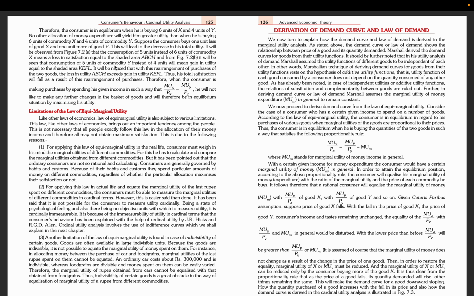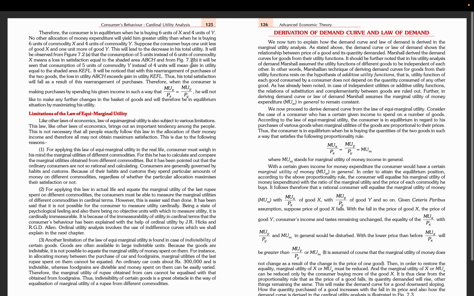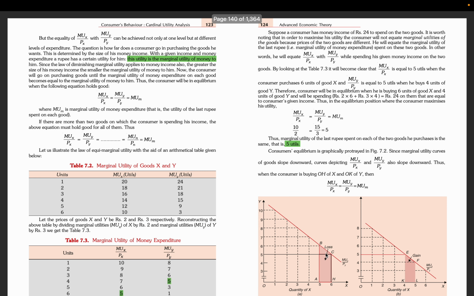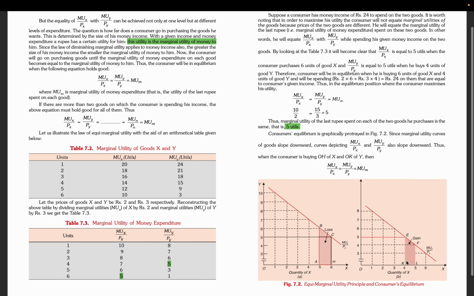It will be observed in figure 7.2a that the consumption of 5 units instead of 6 of commodity X means a loss in satisfaction equal to the shaded area ABCH. And in B, it will be seen that consumption of 5 units of commodity Y instead of 4 will mean a gain in utility equal to the shaded area KELF. Because you were at OH, this decrease is going to be your loss. This is the area which is going to show your loss, whereas from OK you move to OL, and this is the area which is your gain.